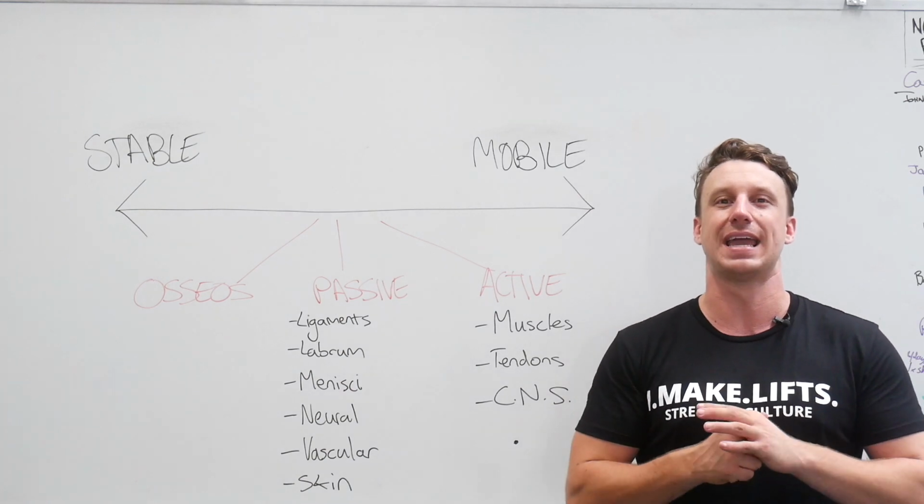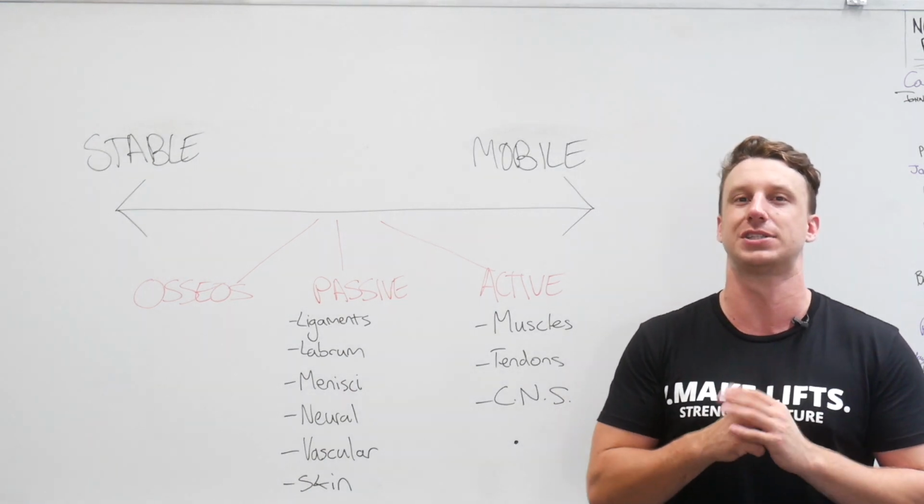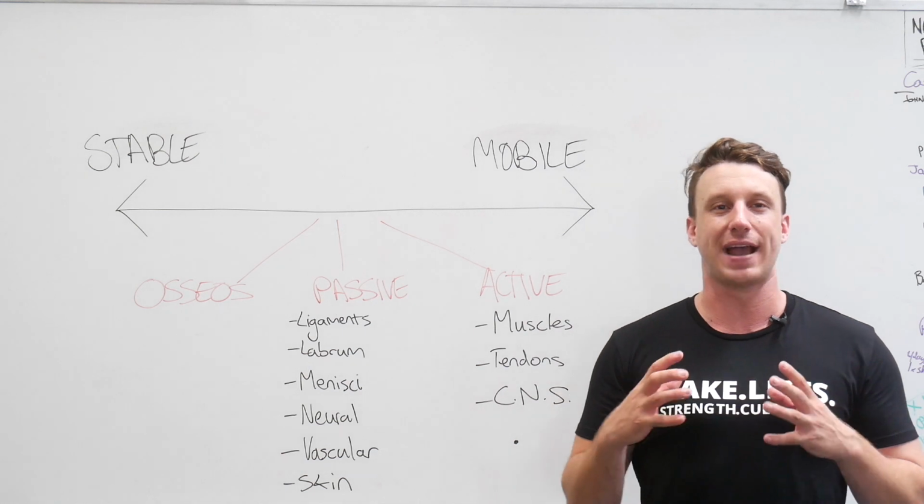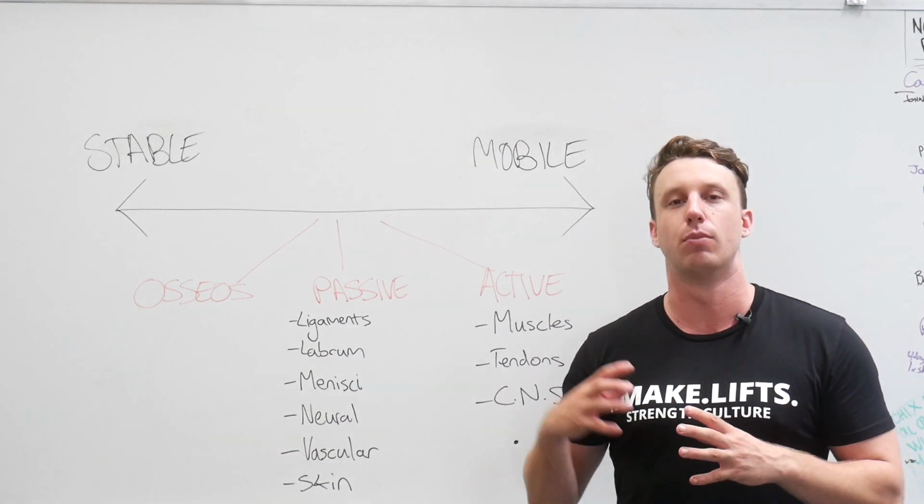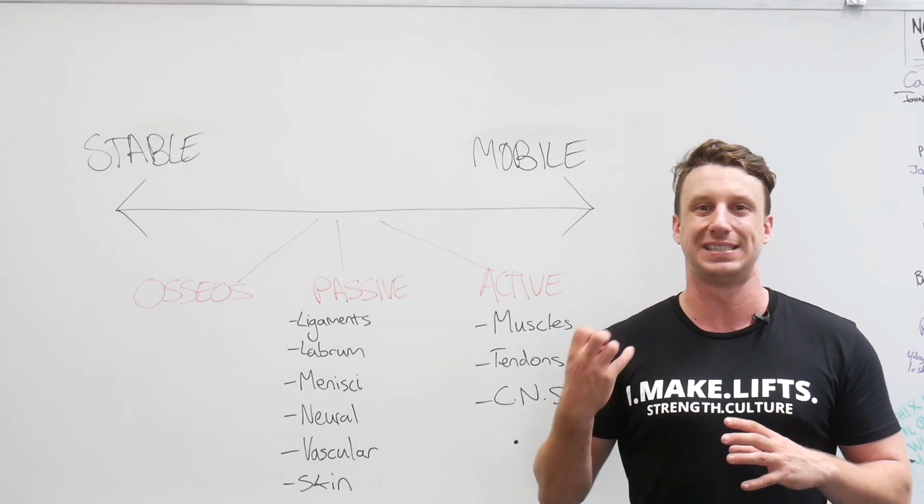So welcome to the culture today for another video where we're going to be discussing joint stability and the factors that influence a joint to either be more stable or more mobile from its inherent characteristics.